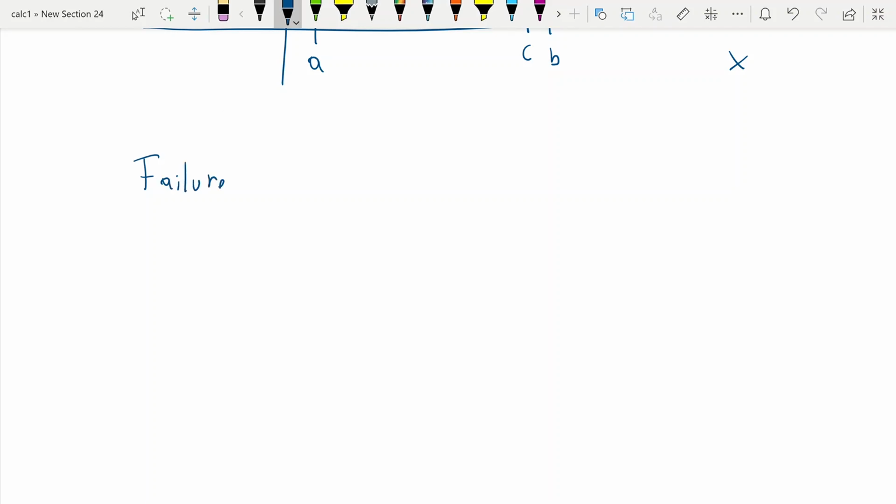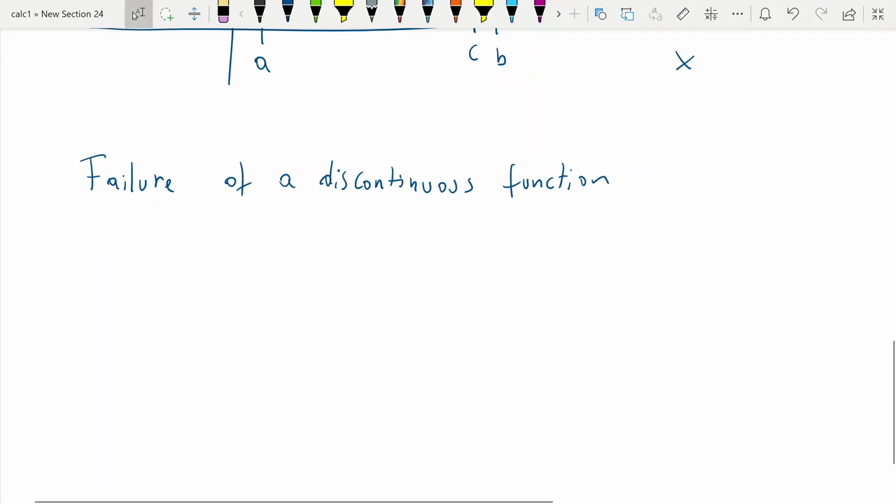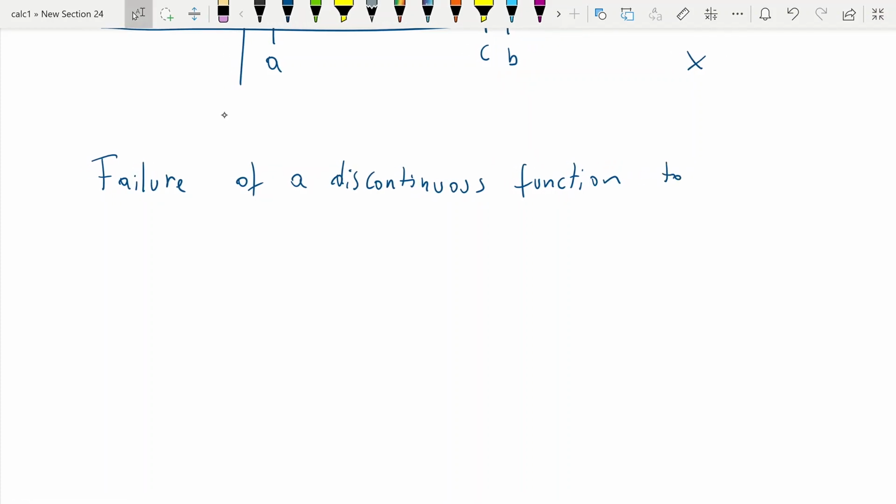So this is a failure of a discontinuous function to have c mapped to m.